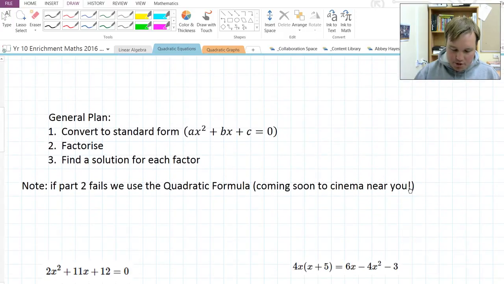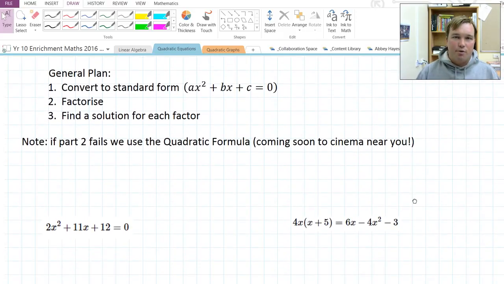Alright, so the general plan: step 1, convert to standard form. Sometimes the quadratics are hidden in some other messed up form of algebra. You need to rearrange, simplify, convert it so that it looks like that, equal to 0. Step 2, factorise, then find a solution for each factor as we did above. If step 2 fails, we'll use the quadratic formula, and that's next week.